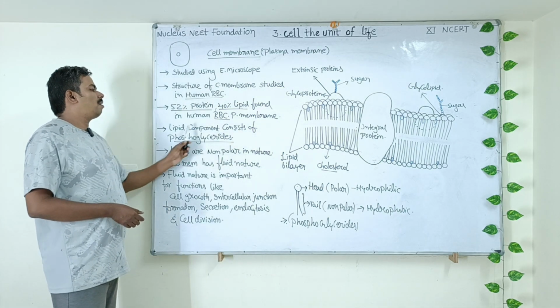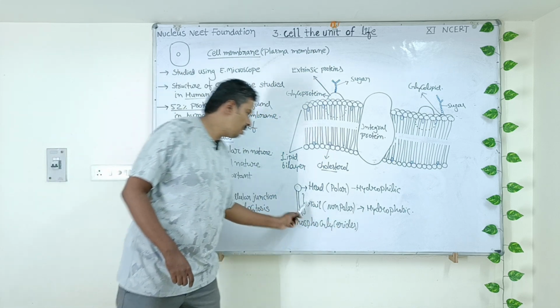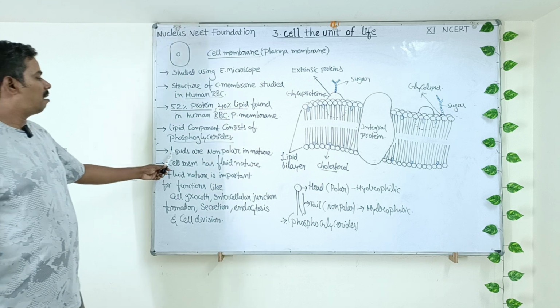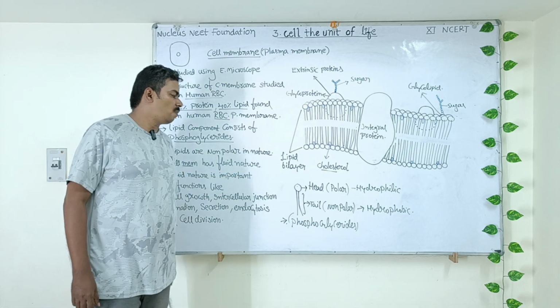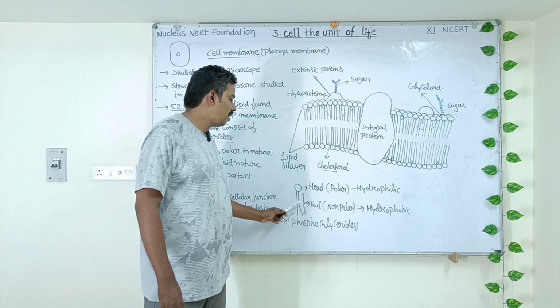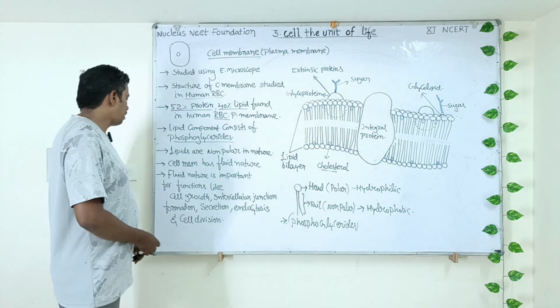Next, the lipid component consists of phosphoglycerides. The lipids are non-polar in nature. Why are they non-polar? Because most of the component is made up of tails, which are non-polar. That's why lipids get an overall non-polar nature.